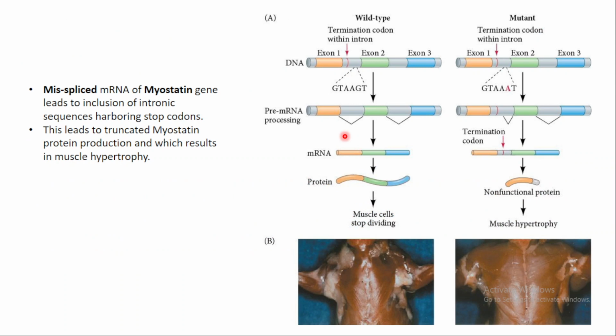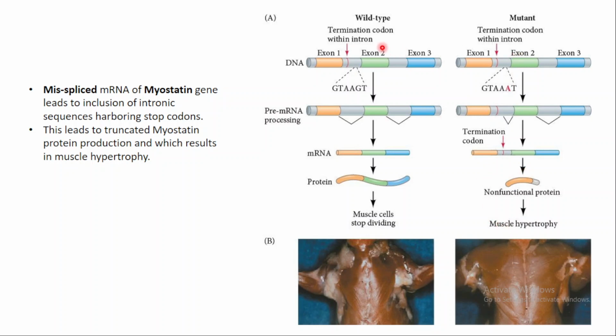Now let us see some other options. This is an example that Professor Subramaniam has clearly explained in his lecture videos. Misspliced mRNA of the myostatin gene leads to inclusion of intronic sequences harboring stop codons. So missplicing of the myostatin gene causes muscle hypertrophy, or the mighty mouse, in which the muscle cells and muscle fibers are bigger.